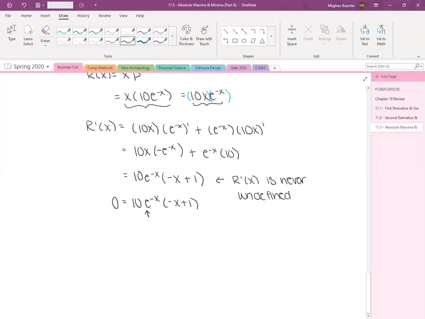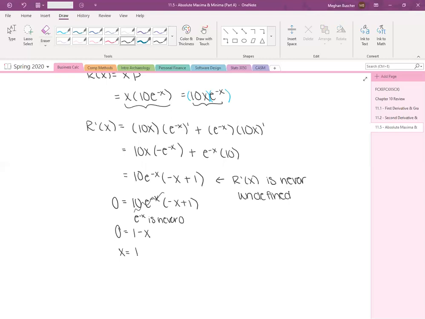Now, e to the negative x here, is e to the negative x ever equal to 0? No, it's not. So what we can actually do here is just ignore it and focus on this piece right here. We don't have to worry about that one because e to the negative x is never 0. Okay? And we can pretty quickly see that we're going to have x equals 1 for our critical point.